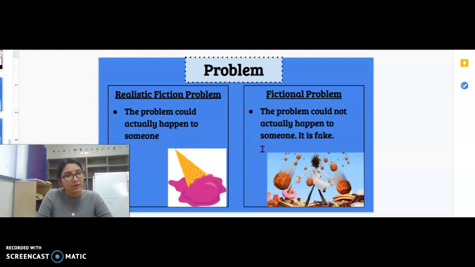Now, if you're reading a fictional story, you might notice problems that could not actually happen to someone. They're fake. Like, it's raining meatballs, or maybe your markers come alive and start talking and run away, right? Those aren't real. That's not a real problem that we would have. That's fake. It's made up. That's why those problems would be in a fictional story, not a realistic fiction story. A realistic fiction story, the story's made up, yes, but everything that's happening in the story, the characters, the setting, the problem, the resolution, it could actually really happen to someone, okay?